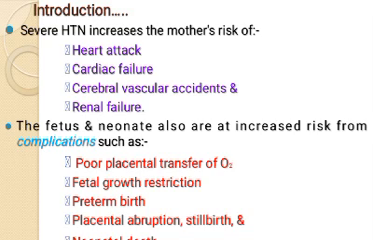However, the pathogenesis of preeclampsia is only partially understood, and it is related to disturbances in placentation at the beginning of pregnancy.